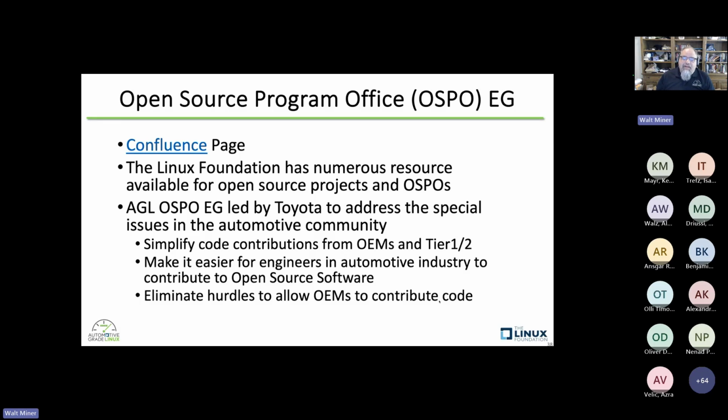We found over the years that it has sometimes taken member companies that want to contribute code 2 years to figure out how to actually contribute it. We really want to simplify that process, simplify the ability for OEMs and tier 1s and tier 2s to make contributions, not just to AGL, but to any open source projects. In some cases, they want to create their own projects. We want to make it easier for engineers in the automotive industry in general, and eliminate those hurdles so that OEMs can contribute code to open source. This is a really exciting project.